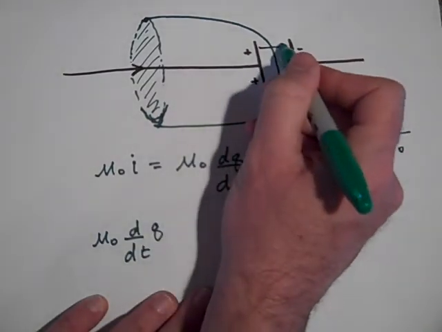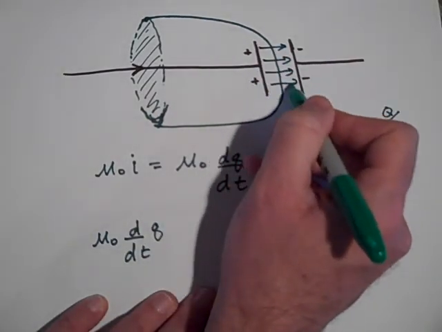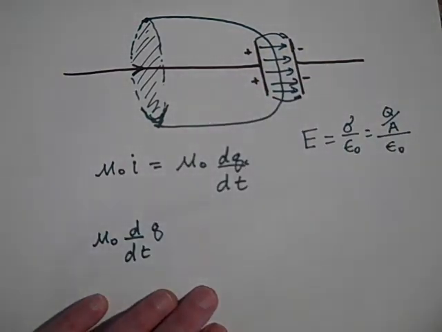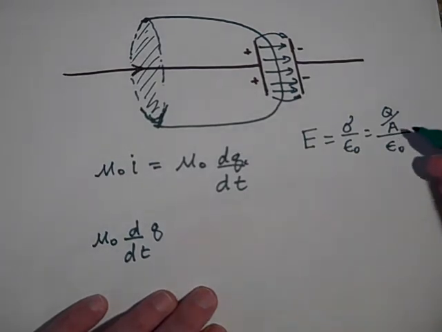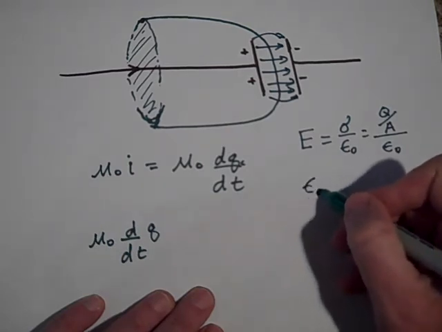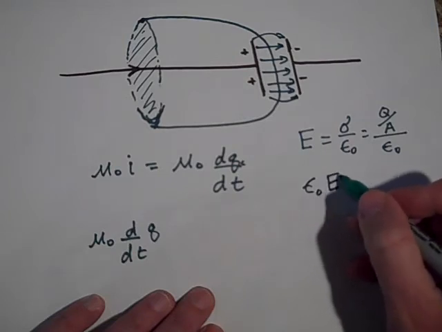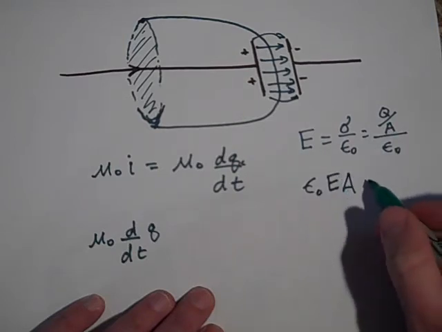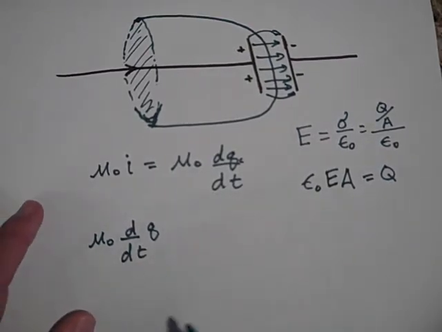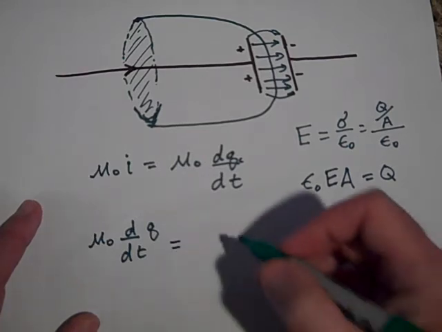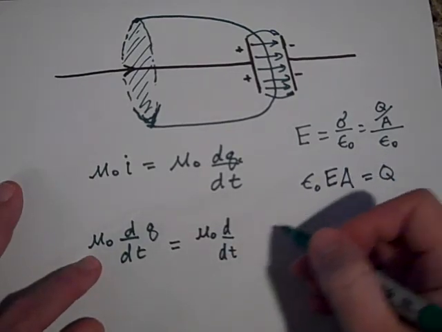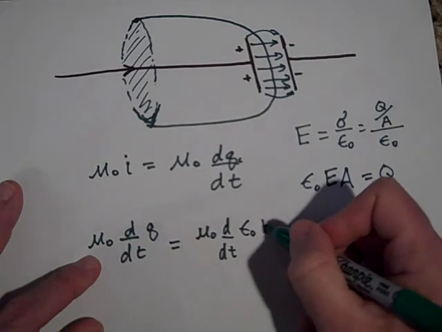The electric field would look like this. And it might fringe out a little bit on these sides. Okay, so what I'm going to do is I'm going to solve this equation for q and put it into there. So let's see, if I bring the epsilon naught on the other side times E times A, that's equal to q. And so I'm going to now put that into there. So that's going to be equal to mu naught times the derivative with respect to time of q, but for q I'm going to put in all this stuff. Epsilon naught E times A.